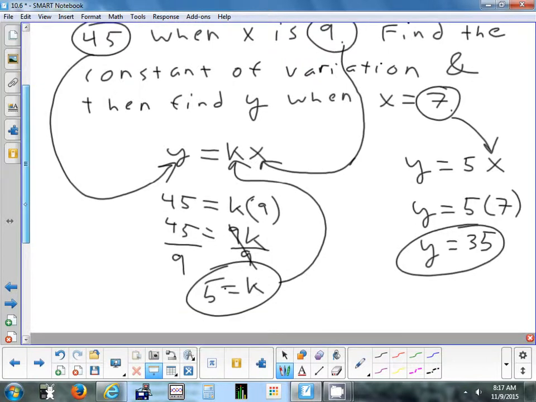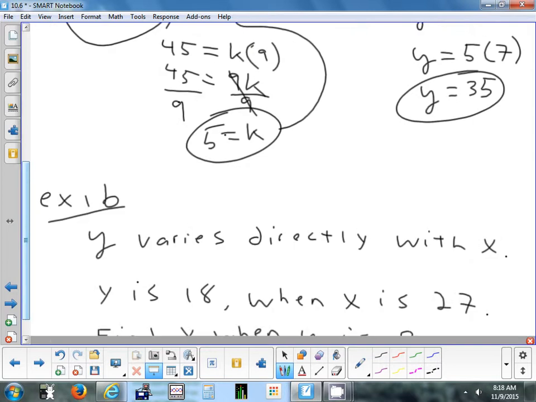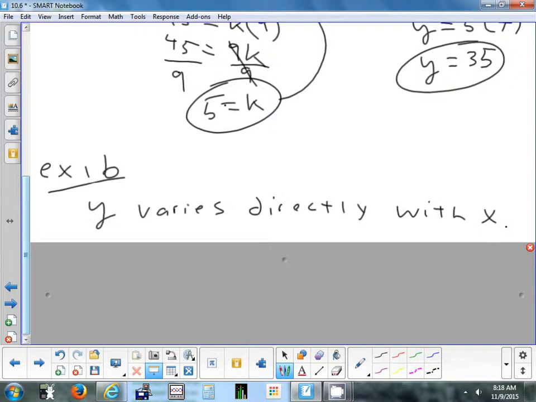All right, so let's try another one of those. What's this first sentence telling me? It's telling me that I have what kind of problem? You don't have it on your sheet, but just watch it. What does this tell me? Y varies directly with x. Gage, can you tell me, what kind of problem is this?